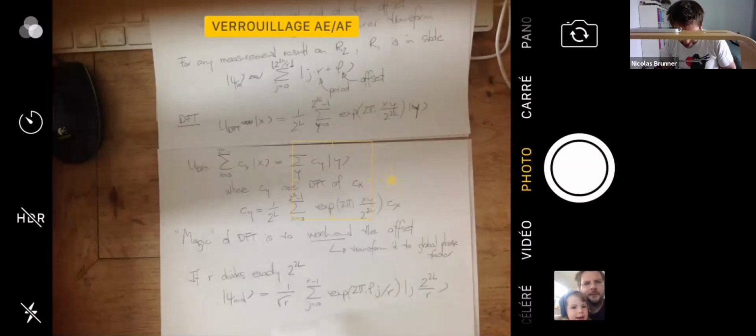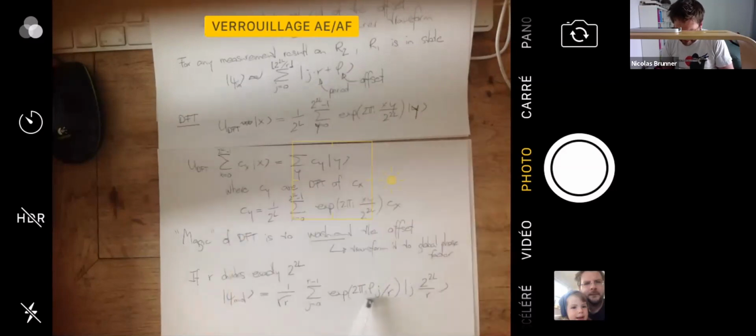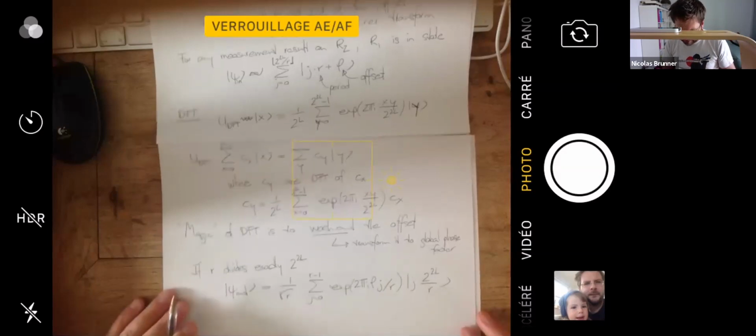And you see there is still a dependence on L. So L was the offset, but now it is in this phase factor here, right? And you see the dependence on L is really just the same for each of these terms. So I could really pull it out of the state, it's really a global phase factor that has no physical meaning. Okay.